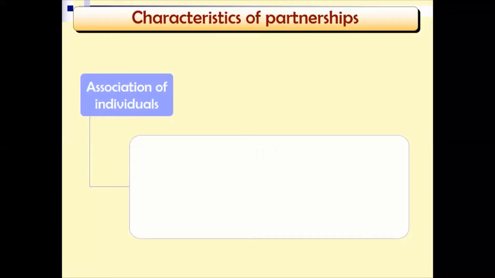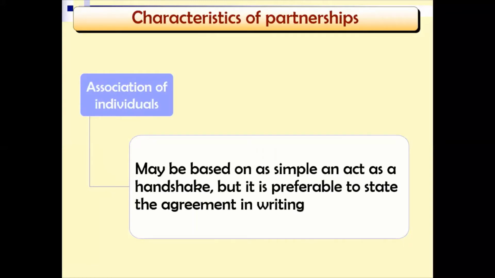Next is that a partnership is an association of individuals. Association of individuals here means that a partnership cannot be a partnership when it is one individual or one person. Therefore, a partnership may be based on simple acts such as a handshake, but it is preferable to write the agreement, the partnership agreement, that is guiding the operation of a partnership business.